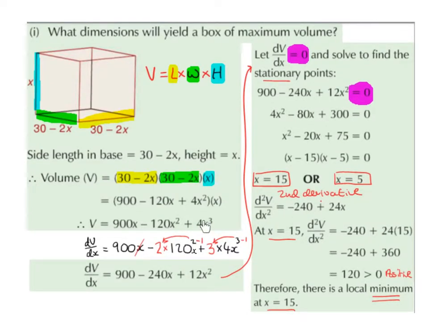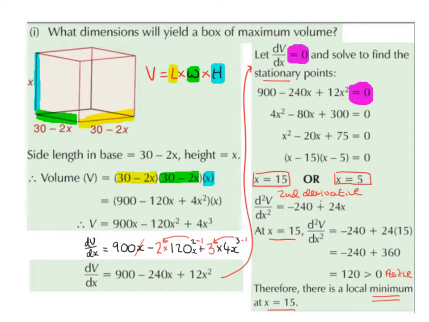And then 4x cubed, so we bring the power down in front. The 3 comes down in front. And we reduce the power by 1. So we have 3 multiplied by 4 is 12. And x to the power of 3 minus 1 is x to the power of 2. So dv dx, the derivative of v, the derivative of the volume, is 900 minus 240x plus 12x squared.